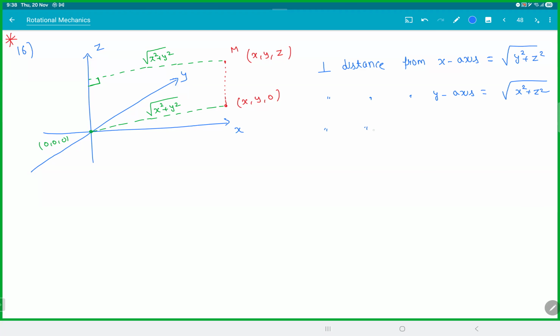If you want perpendicular distance from the z-axis, then ignore the z coordinate. Clear? This result I want you to remember. It will come in another three more chapters: magnetism, electrostatics, and gravitation. And then you are done.